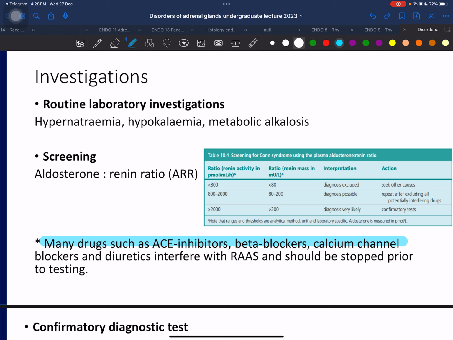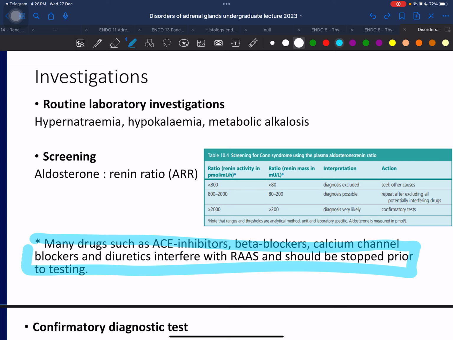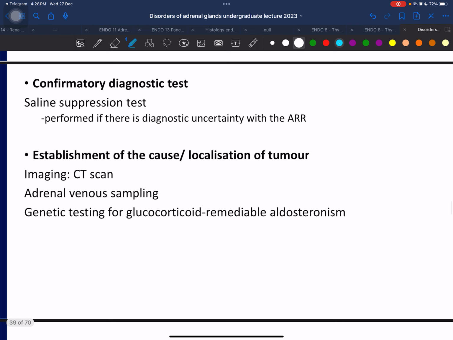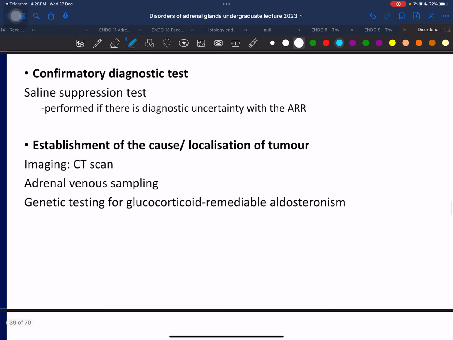Okay? Confirmatory diagnostic test is saline suppression test, and you also can do other tests to confirm the location of the tumor: CT scan, adrenal venous sampling, and genetic testing if you're suspecting the glucocorticoid remediable cause. Now, saline suppression test, you just need to know, no need to know so much in detail. Basically, you put a patient either in seated or recumbent position. You give the patient IV normal saline, and then you collect the patient's blood for renin, aldosterone, and all the electrolytes after the procedure, after 4 hours.